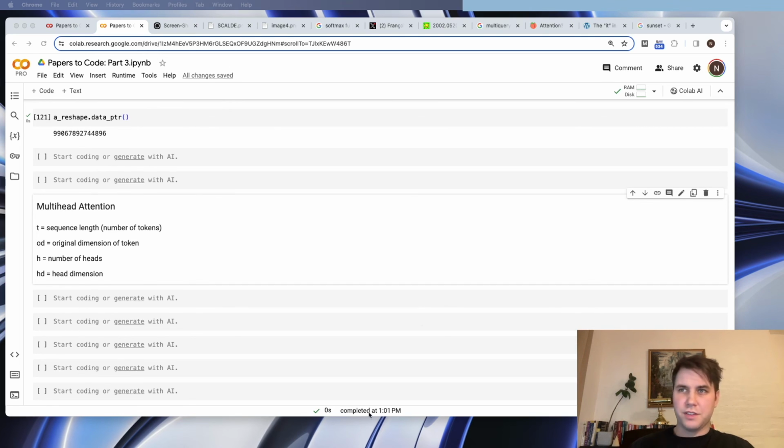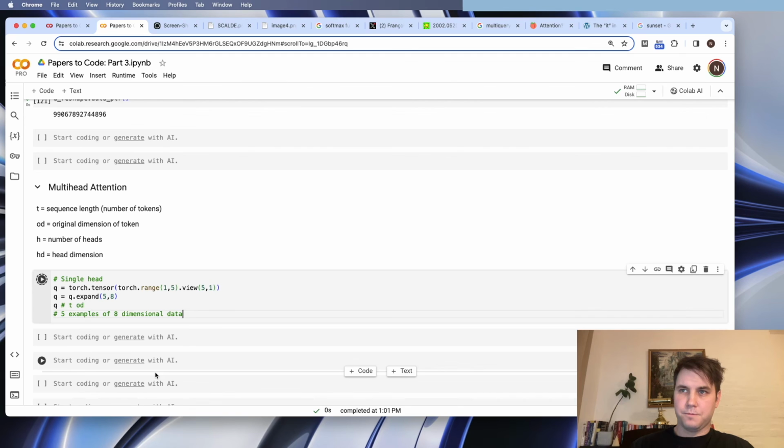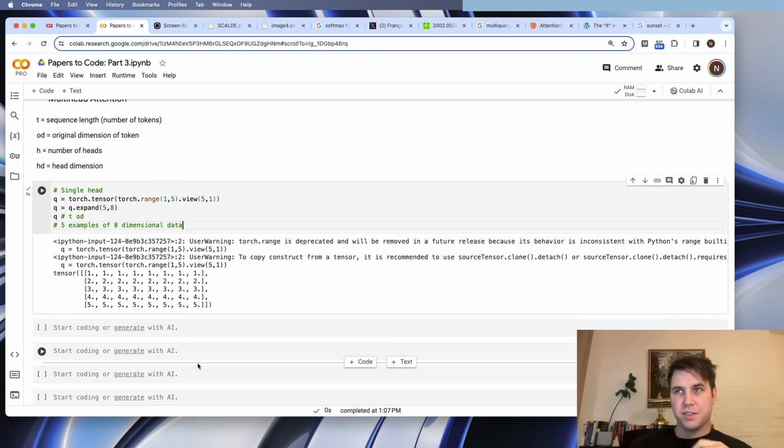Okay, so here is our query data. And I'm going to use this convention for naming the dimensions. T is sequence length. OD is original dimension of the token. H is the number of heads, and HD is head dimension. And so I'm going to go through this, and it might suit you better to walk through it on your own a little more slowly, but I'm going to walk through it here. So we have these 5 examples of 8-dimensional data. So these will be 5 tokens, and these 5 tokens have 8 dimensions, and this is our query projection.